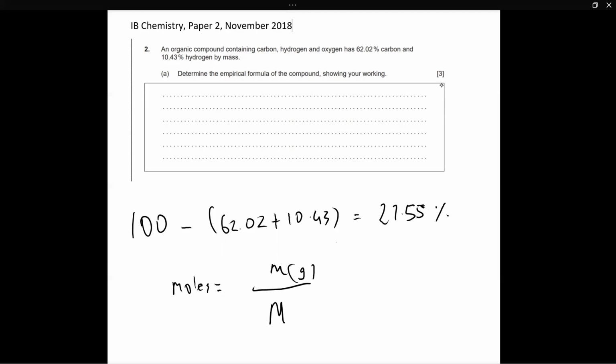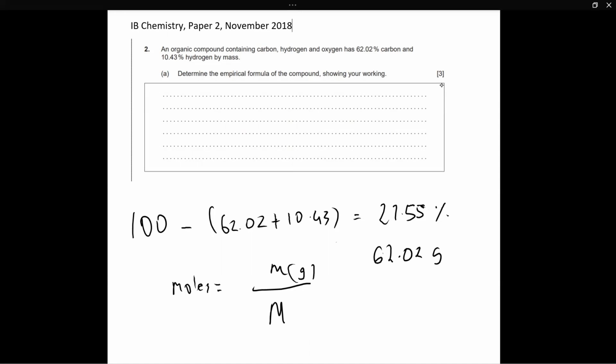Well, all you have to do is that you have to assume, just make the assumption that the compound that they have given you is of 100 grams. So the overall mass of the compound that you have is 100 grams. So if they've told you that 62.02% of that 100 grams is carbon, then automatically the mass of carbon has become 62.02 grams, right?